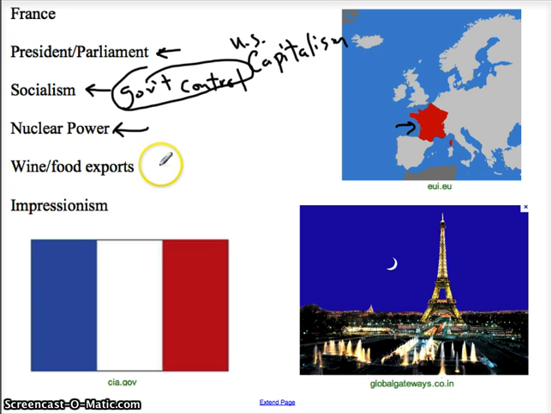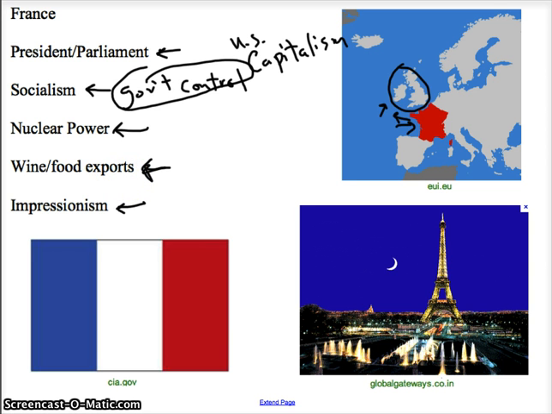Other things that France is known for is their wine and their food exports. You know, Britain or the United Kingdom has to rely upon imports. France has a lot of exports. In fact, they probably export a lot to Britain. And France is famous for their Impressionism style of art.